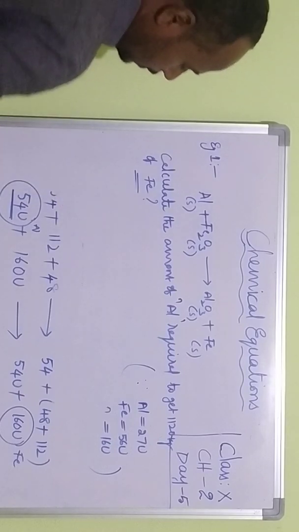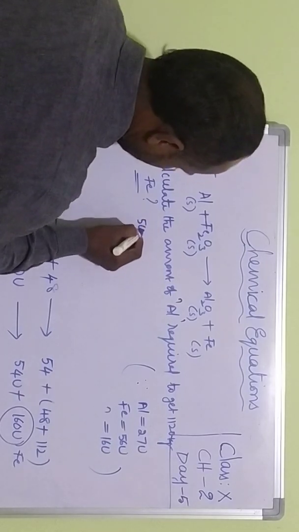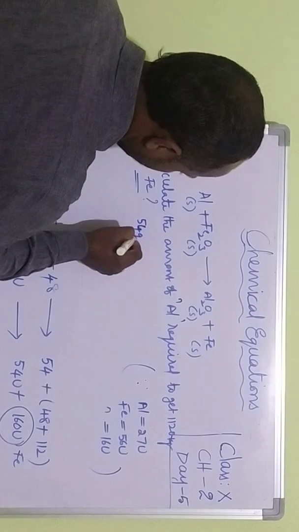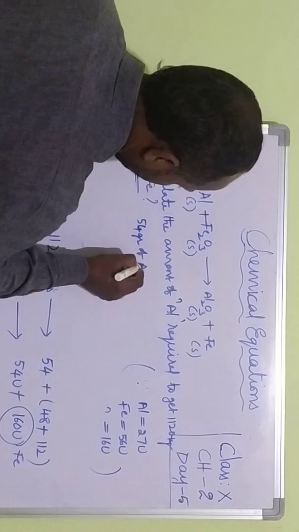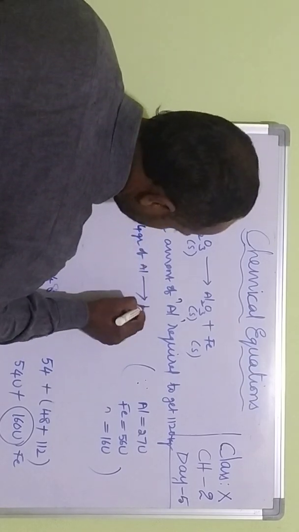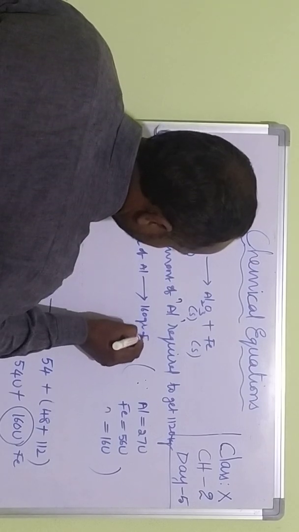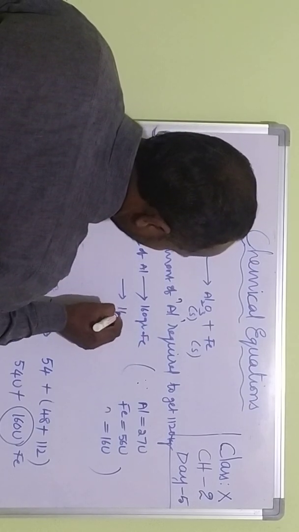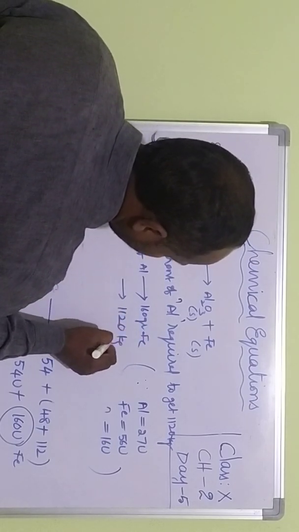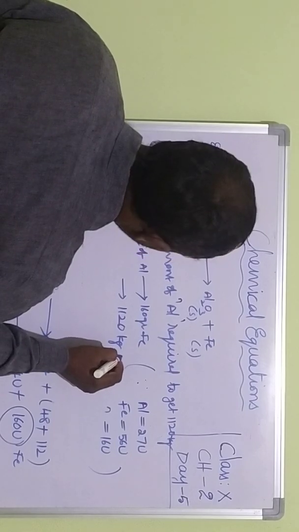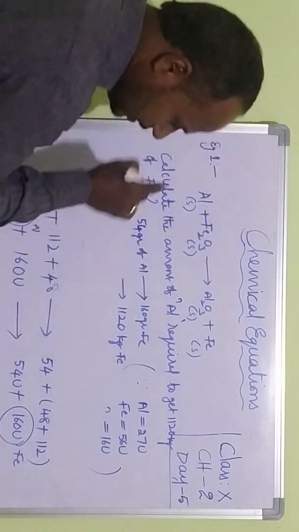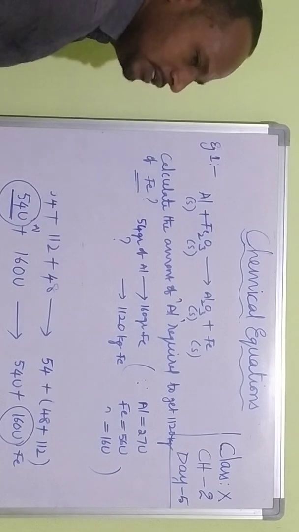See, 54 grams of aluminium gives you 160 grams of iron. Then 1120 kgs of iron is needed. Then how much aluminium is necessary?